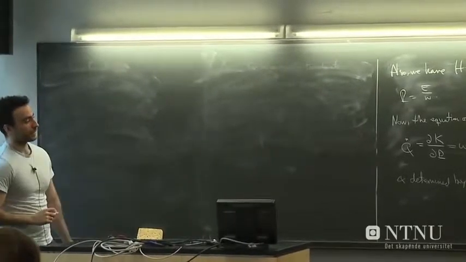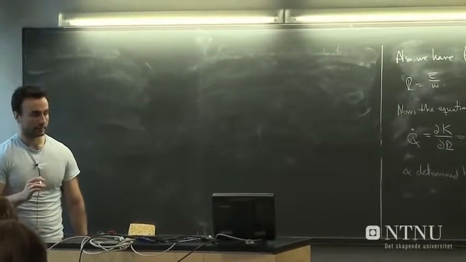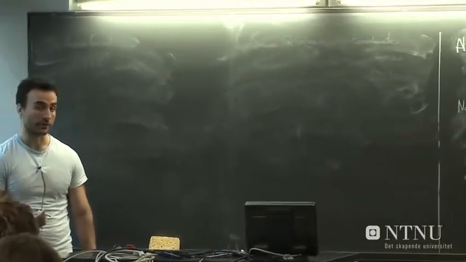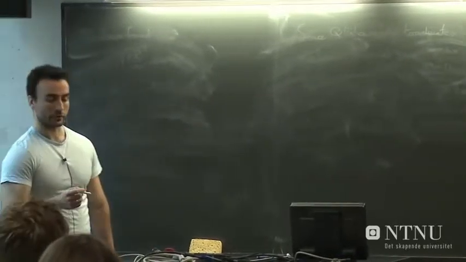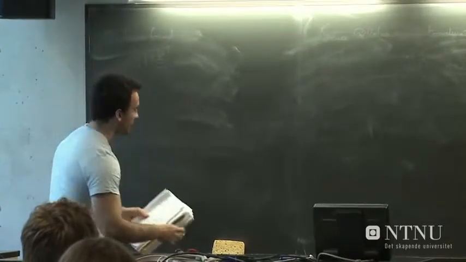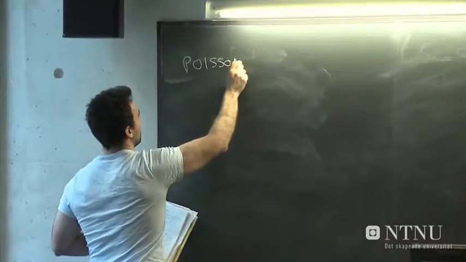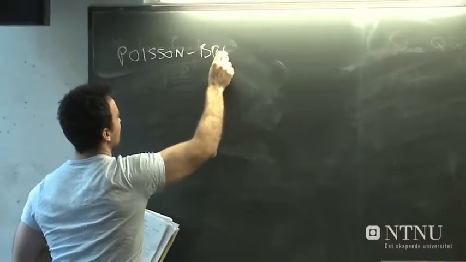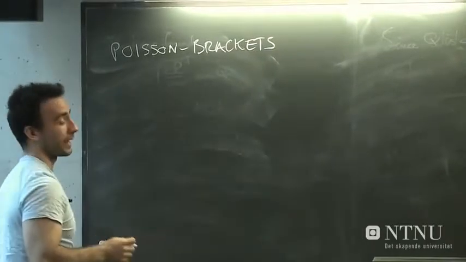All right, we'll start with something which is known as Hamilton-Jacobi theory in a little while. But before doing so, I'd like to introduce a mathematical tool which will be useful to us. And it's known as Poisson brackets.